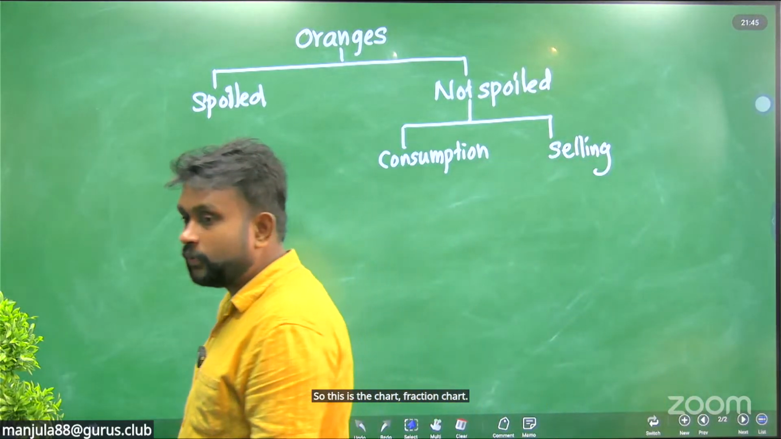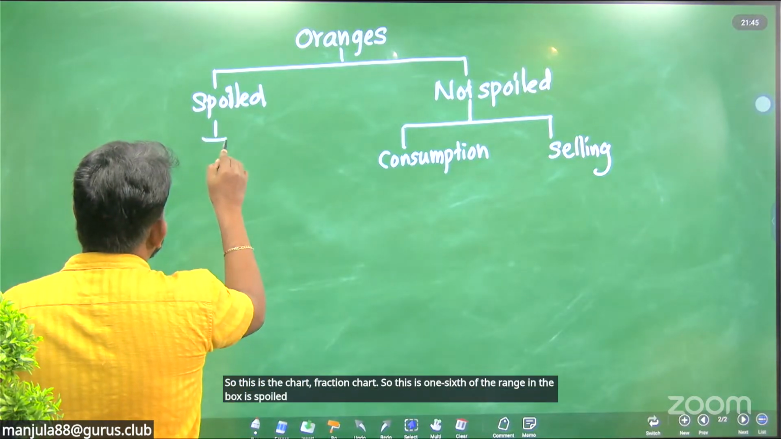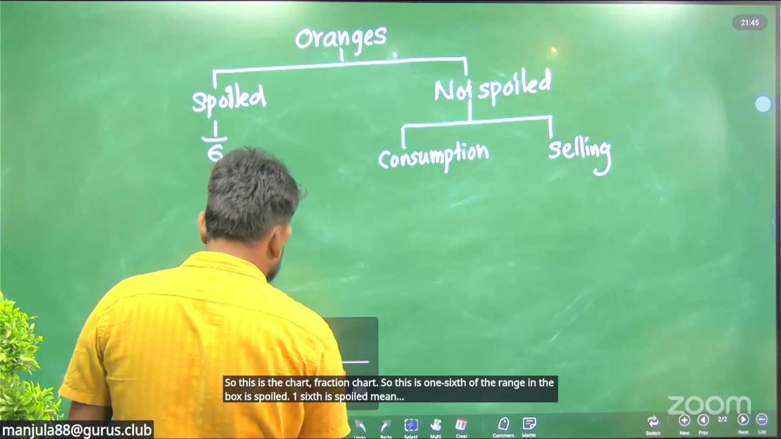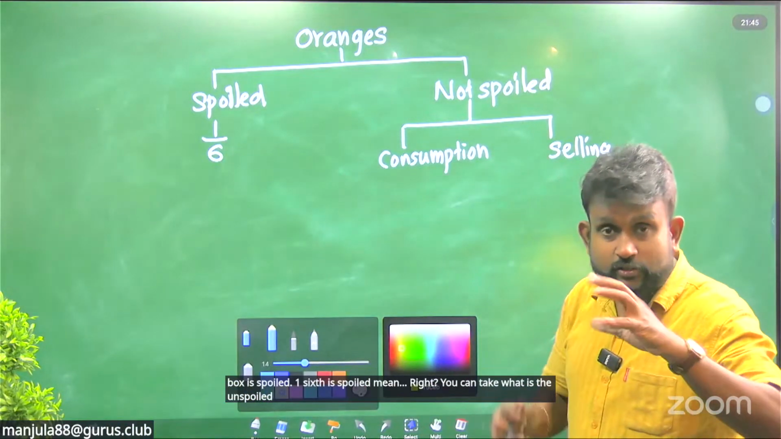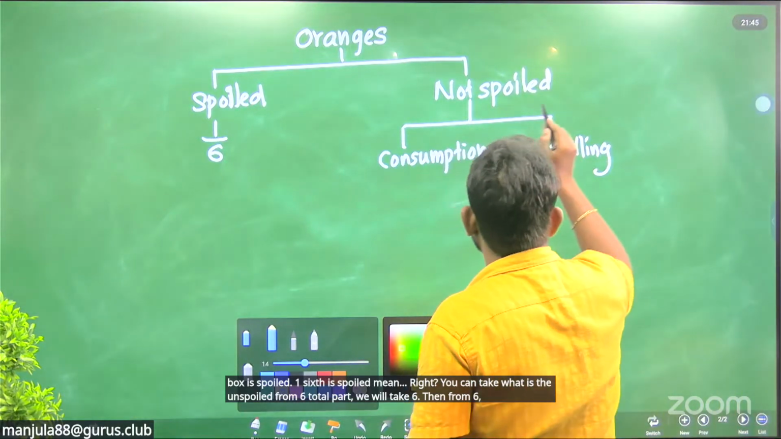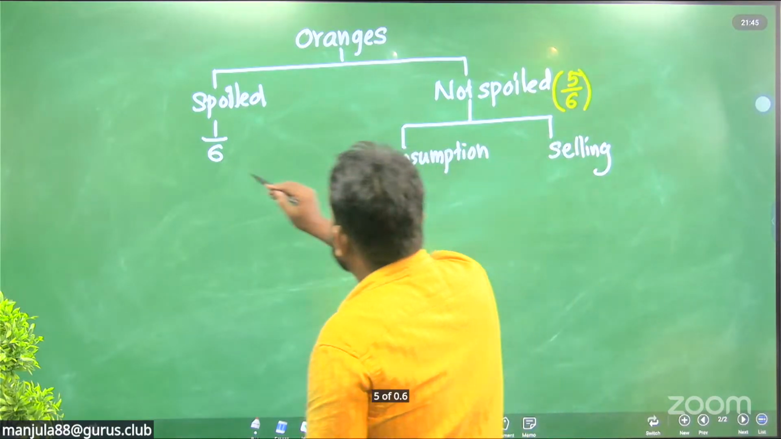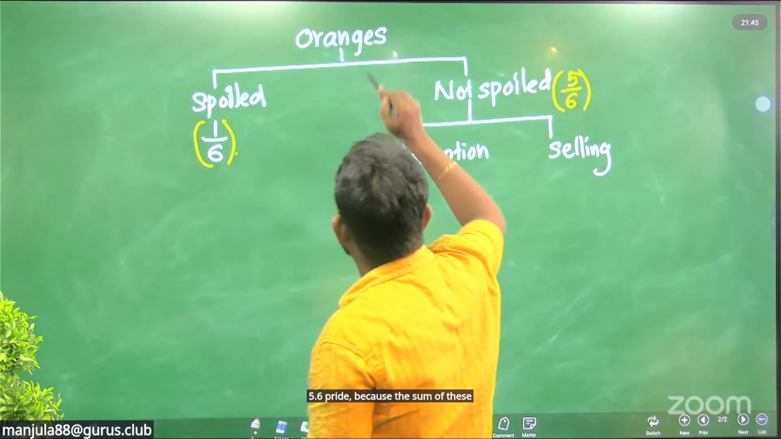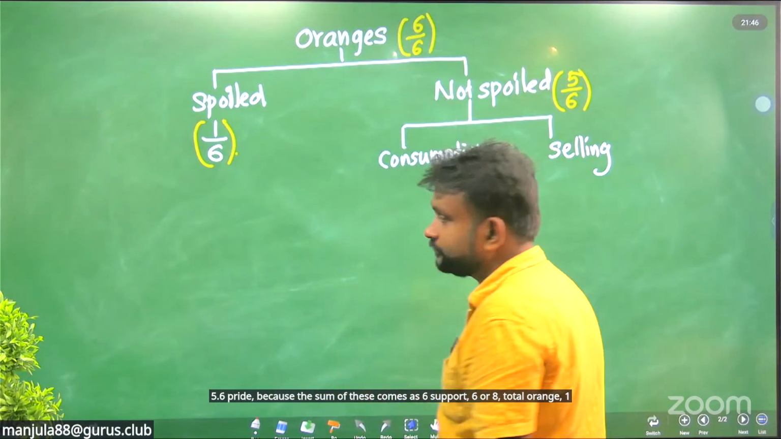They say 1/6 of the oranges in the box are spoiled. 1/6 spoiled means you can take what is unspoiled. From 6 total parts, we take 6. Then from 6, 1 is spoiled, which means not spoiled is 5 upon 6, because the sum of these comes to 6 upon 6, the total oranges, 1 all the time.